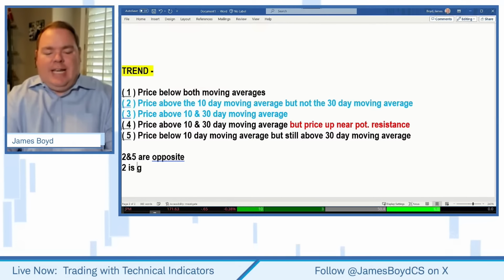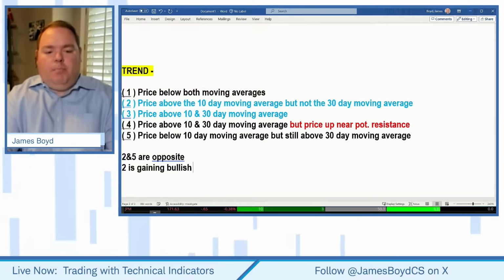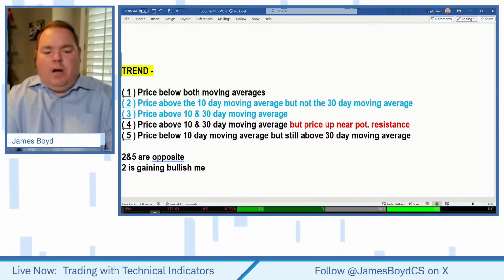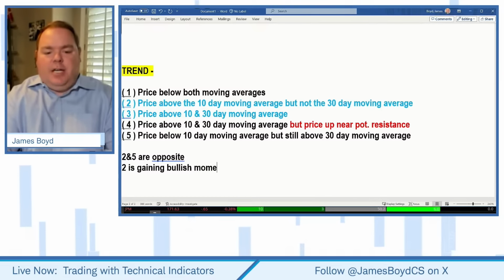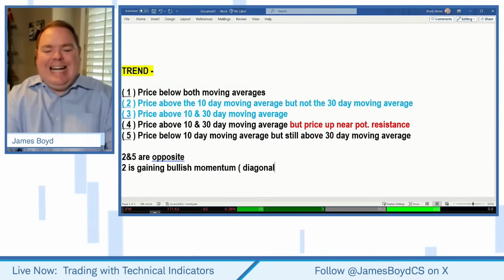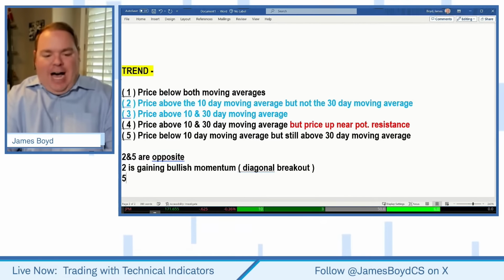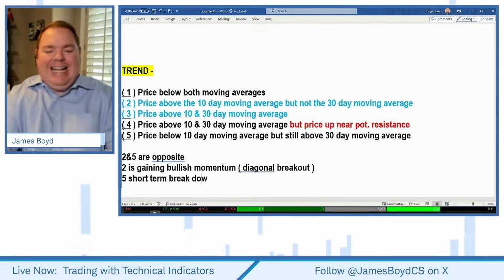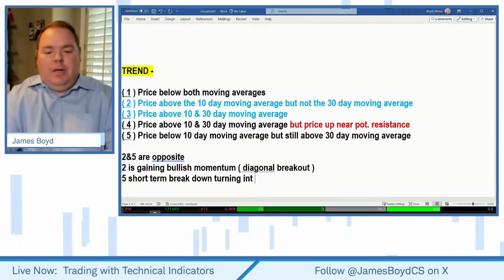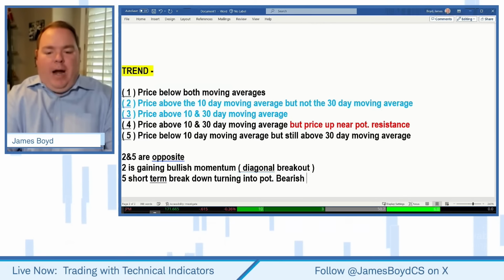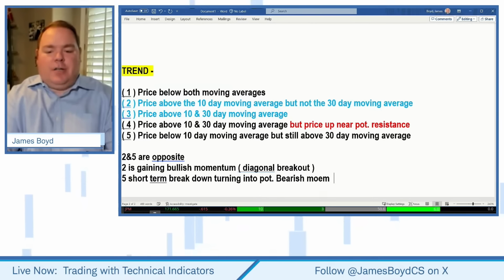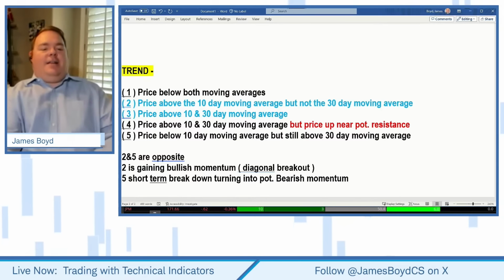2 is gaining bullish momentum. We would also classify this as a potential diagonal breakout. And 5 would be the short-term breakdown, turning into potentially bearish momentum. So if you had to choose between those two, 2 or 5, I think most people say I like 2.